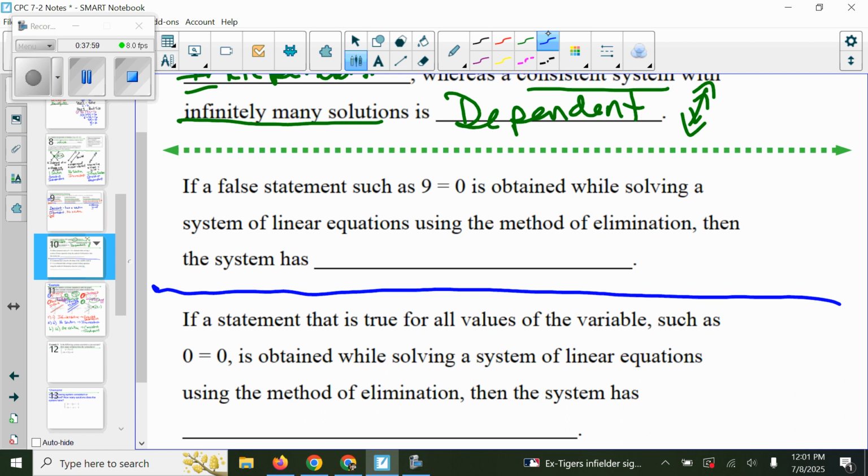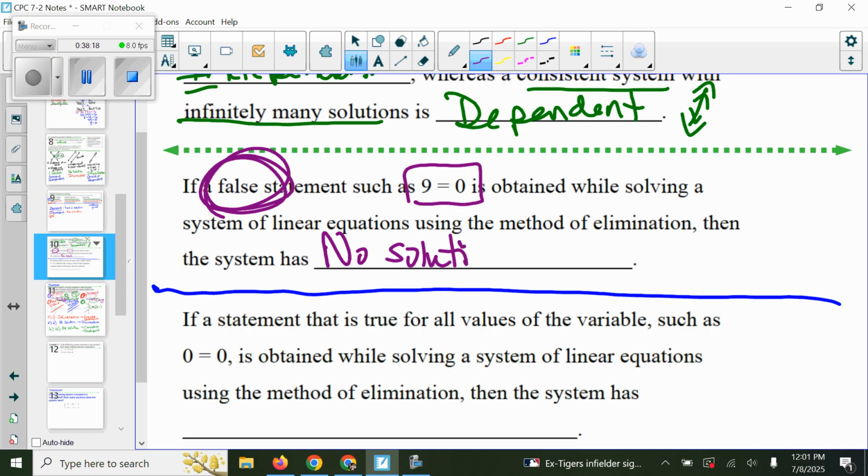So what if you get a false statement? What if you're solving by elimination and you get something like 0 equals 9, something that is false? What does that mean for you when you're solving a system then? Well, that means that there would be no solution to that system. It does not have one. So that means your lines are parallel. So it's important to recognize it algebraically too.